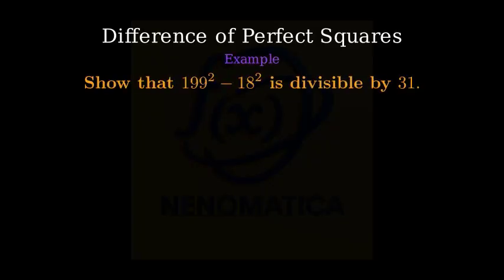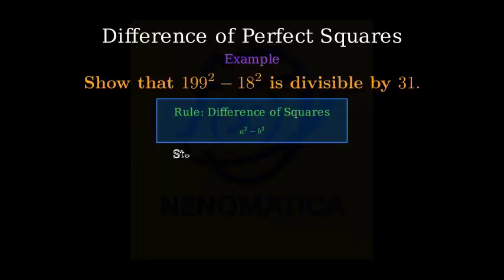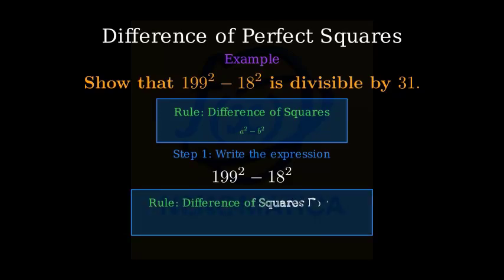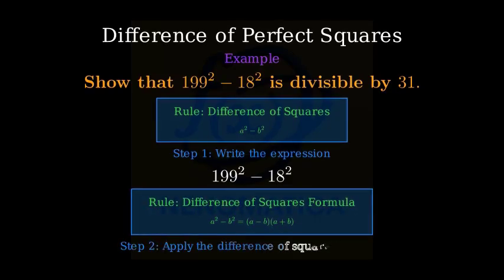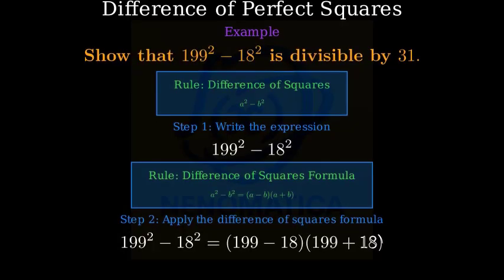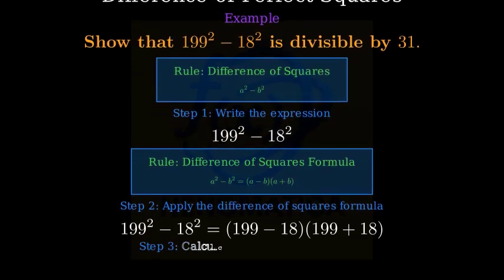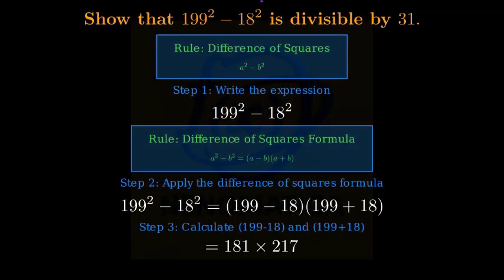Welcome to this math video where we'll learn about the difference of squares formula and how to use it for number divisibility problems. Let's look at an example. We need to prove that the number 199 squared minus 18 squared is divisible by 31. First, let's write the expression 199 squared minus 18 squared. Now, we'll use the difference of squares formula, which states that a squared minus b squared equals a minus b times a plus b. Let's calculate 199 minus 18 and 199 plus 18.